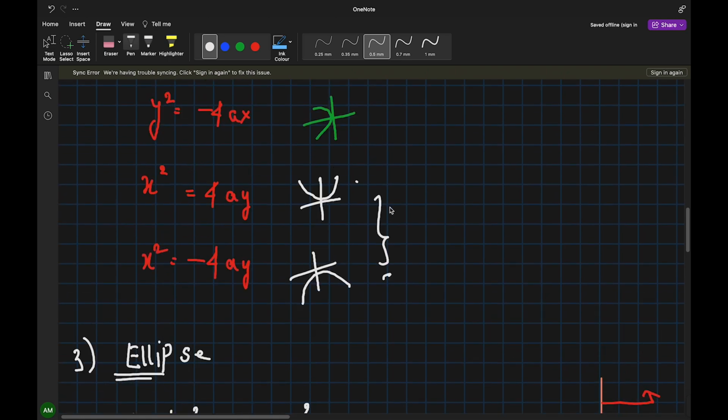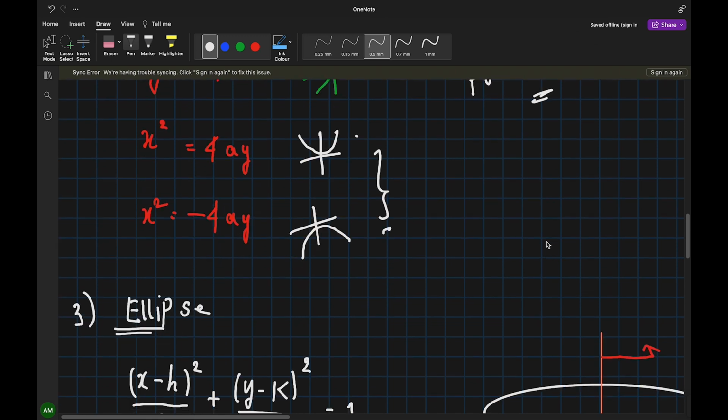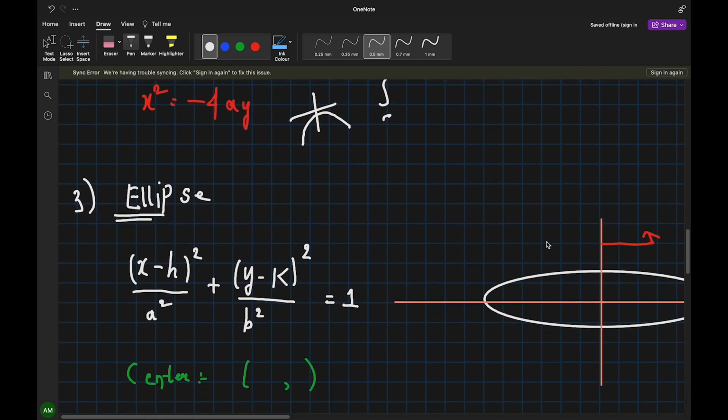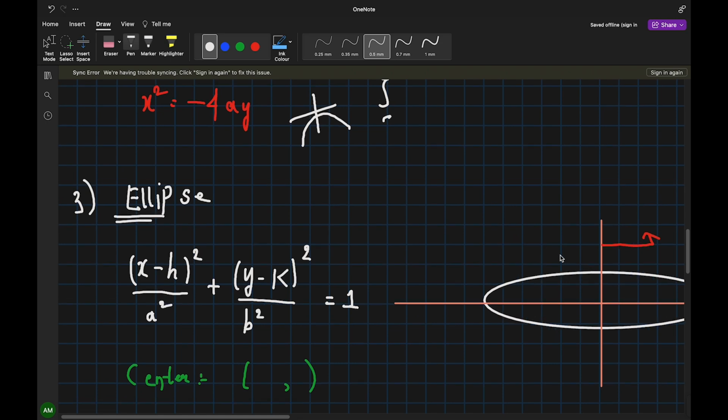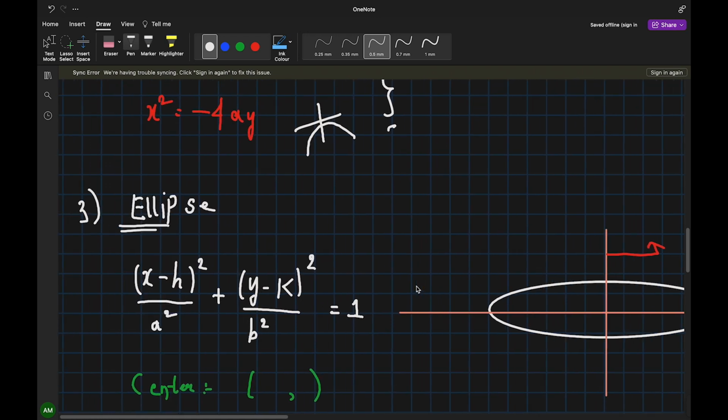Another thing, which is not required, is the focus, which is a comma 0. Focus of the parabola is a comma 0. Now, ellipse. What is ellipse? Basically, it's a circle which is extended. Extended circle is called ellipse.